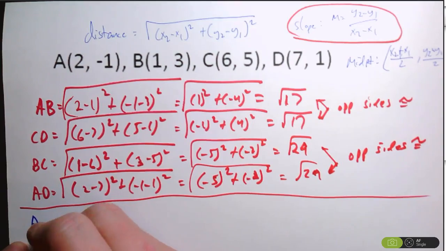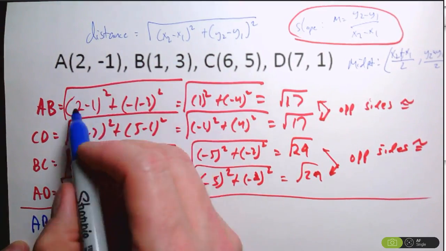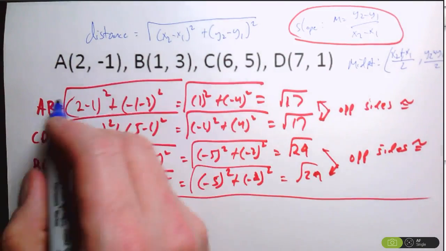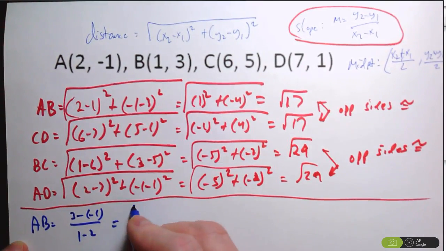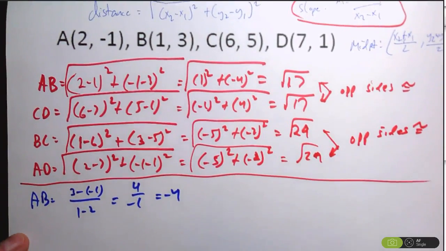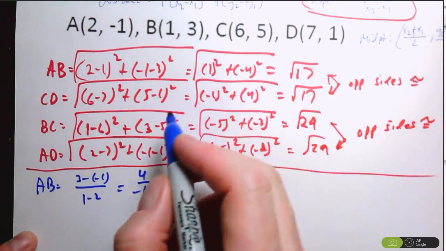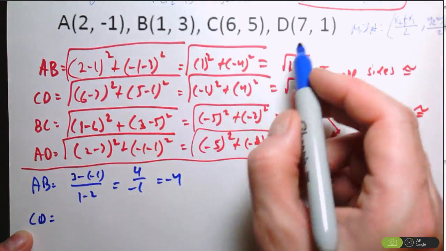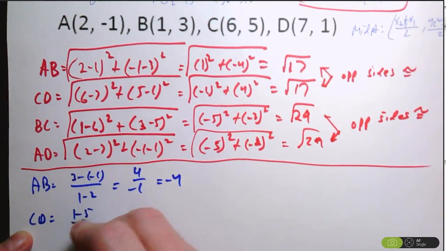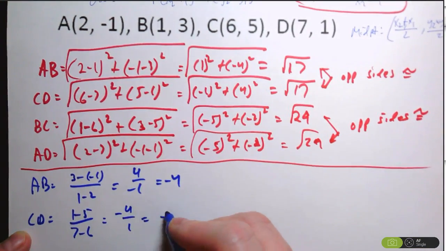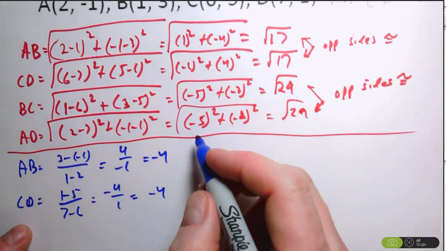So again, I'll do side AB, which slope will be y minus y, so 3 minus negative 1 over 1 minus 2. That gives me 4 over negative 1, negative 4. Excuse me, so AB has a slope of -4. Now I'll find the slope of CD. So 1 minus 5 on top over 7 minus 6. -4 over 1, -4. So same slope, parallel.